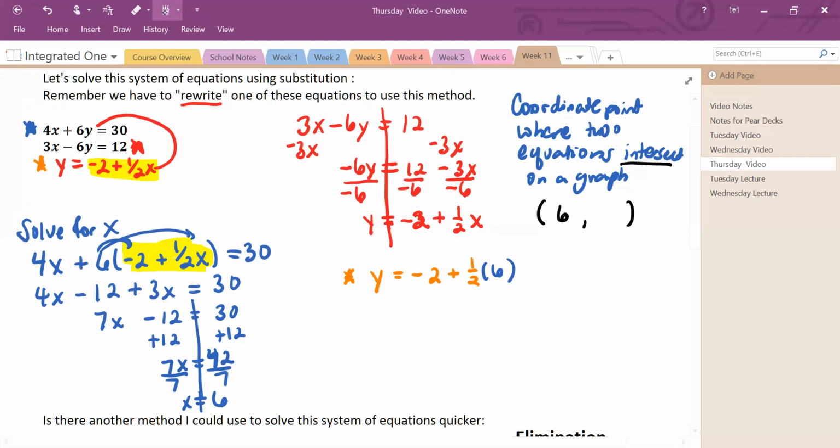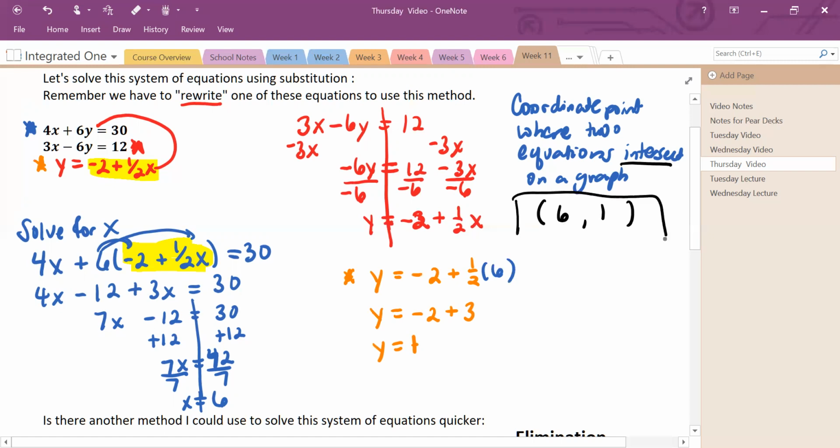Now I can solve for y. y is equal to negative 2 plus, well, half of 6 is 3. So y is equal to negative 2 plus 3, which is just 1. So the coordinate point where the two equations intersect on the graph is 6 and 1. That is your solution right there. You can also write it as x is equal to 6, y is equal to 1.